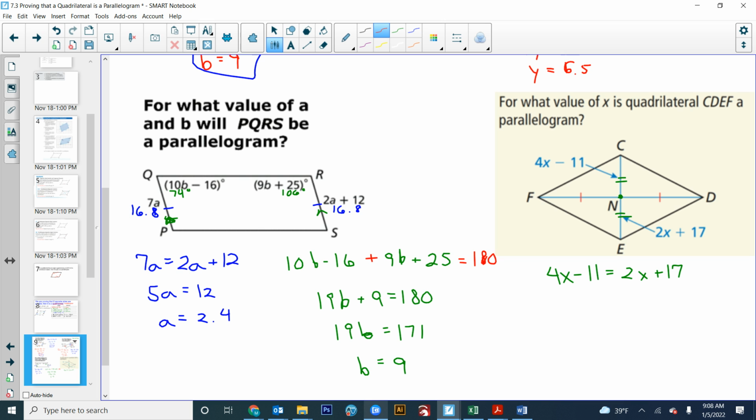Did you get 9? Hold on. Wait, no, 28. 2x equals 28. So 14? I was scared. I added 1 instead of, in my mind, I saw a 1 there instead of an 11. All right, x equals 14. It didn't ask us to find the segments, but if you did, you can plug that in and solve for it, or figure out what CN and EN are.